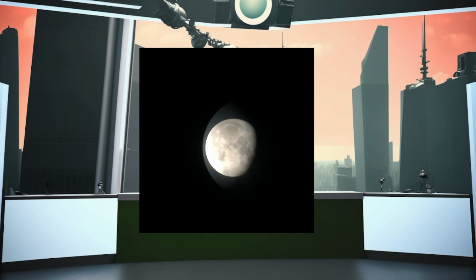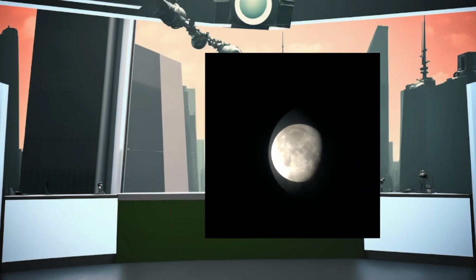I do get some pretty nice clear nights around here, so I can get some good shots.